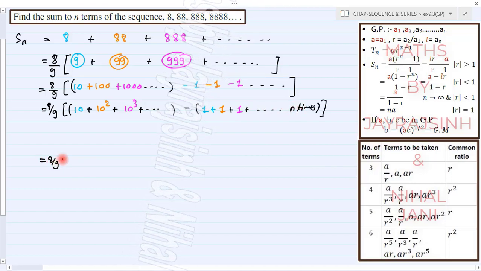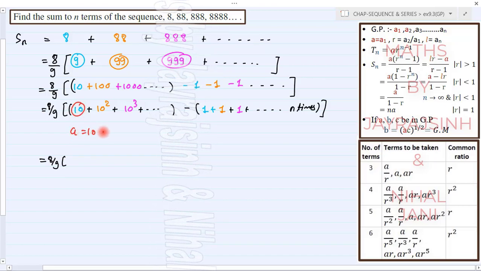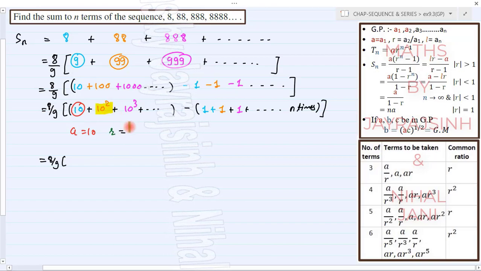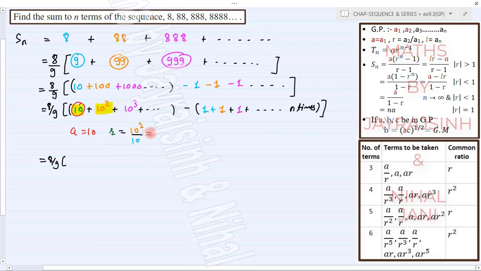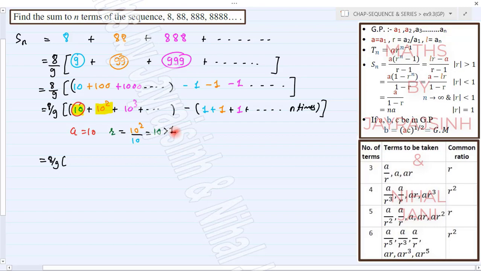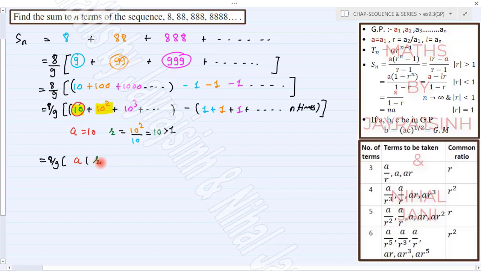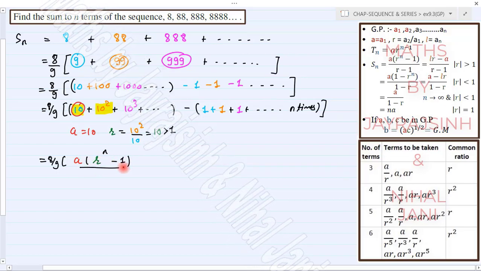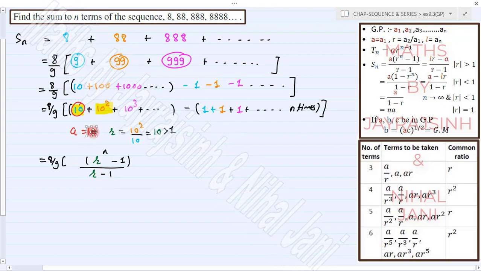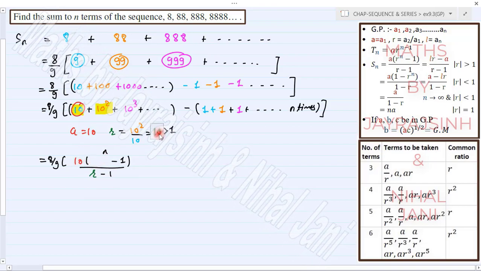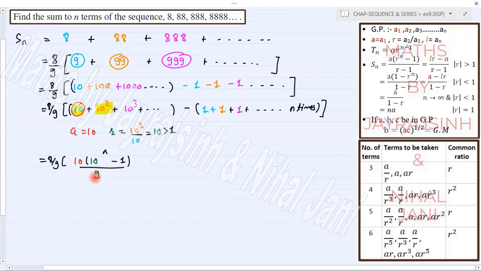So as you can see, your first series is in GP, having first term equal to 10, and the common ratio between the second term and the first term is equal to 10, which is greater than 1. So using the formula of summation of n terms, we will get a into r raised to n minus 1 upon r minus 1, where your a is 10 and r is also 10. So in the denominator, we'll get 10 minus 1, or we can say 9.